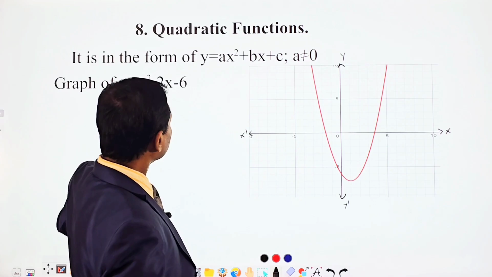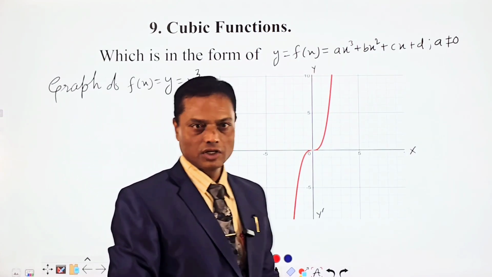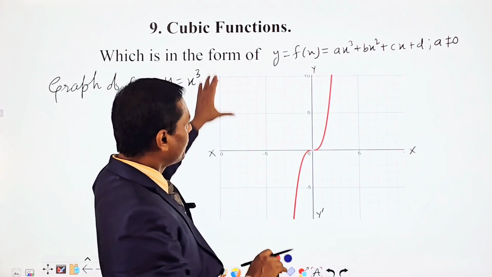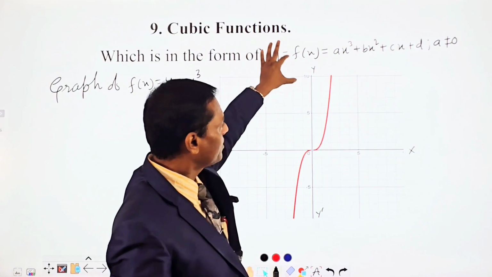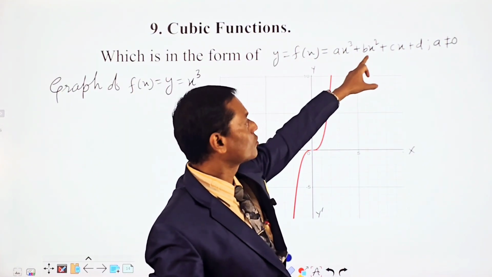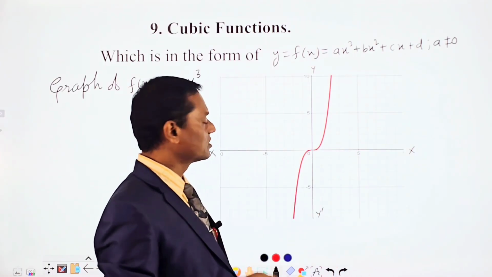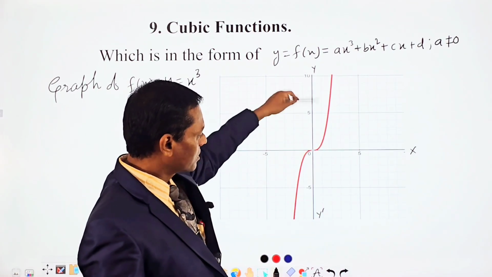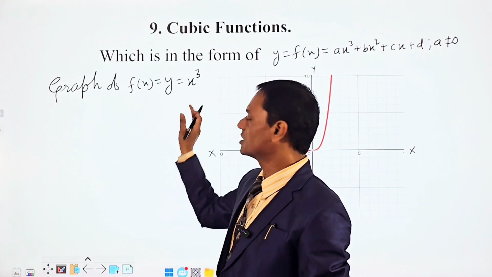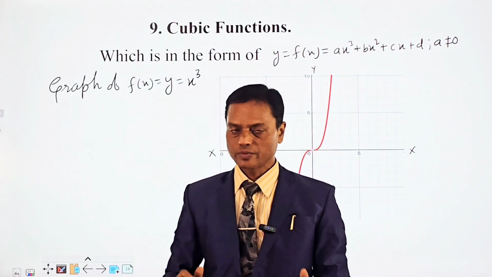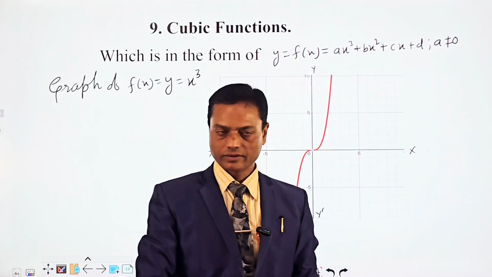So moving forward, we have cubic functions. In cubic functions, we see a function in the form of y = f(x) = ax³ + bx² + cx + d, and a should not be equal to 0, then the function is known as a cubic function. This is the graph of the cubic function y = x³. Again I will explain this function in the curve, right?